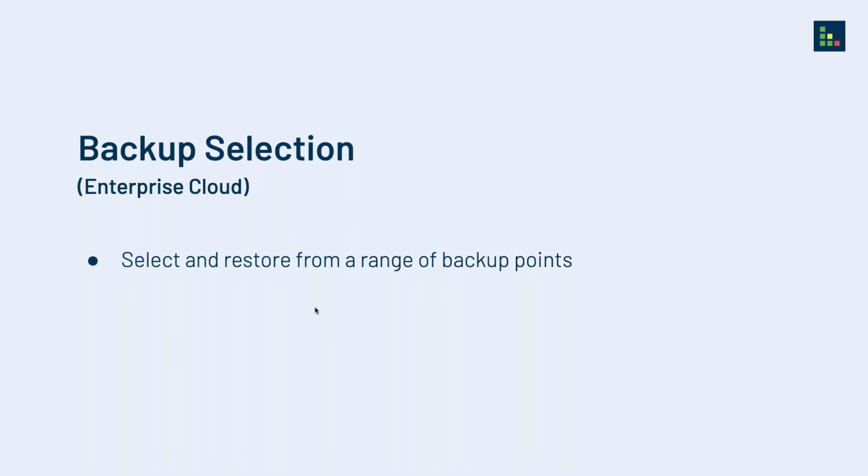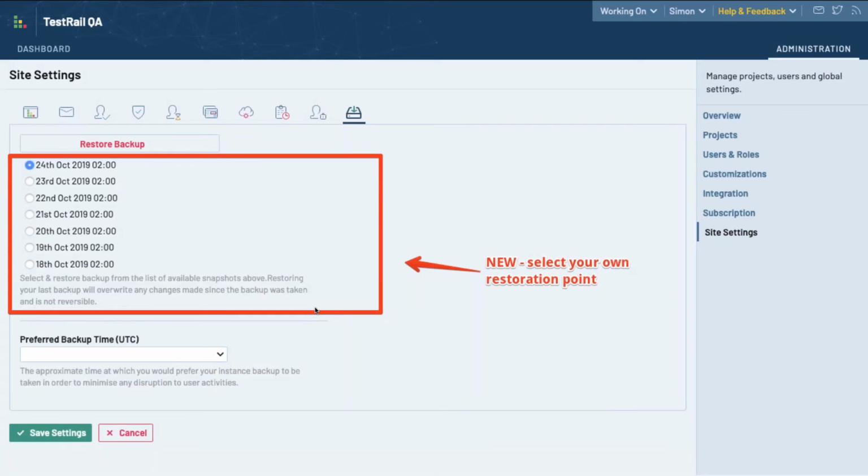So while I'm on the subject of enterprise cloud customers, we've expanded upon our backup restoration capability in the TestRail 6.1 release to provide some more flexibility with respect to exactly which backup you'd like to restore. So instead of just being able to restore the latest backup that was taken, you can now select from a range of backups taken by us over the course of the last calendar week, as well as being able to specify your own backup time still.